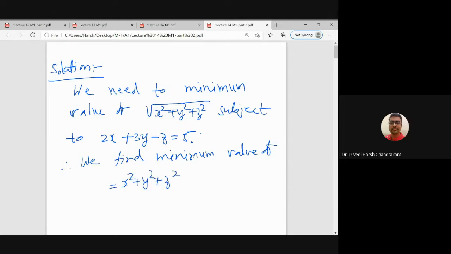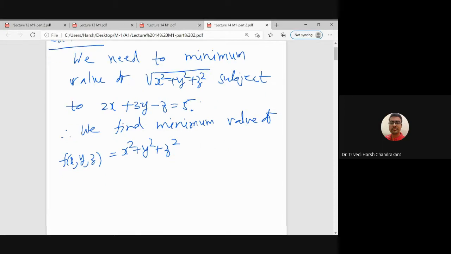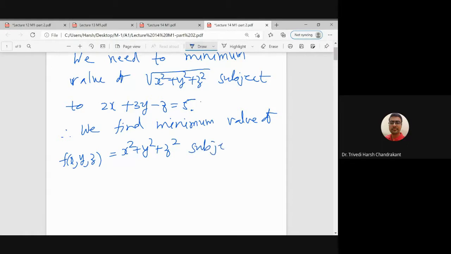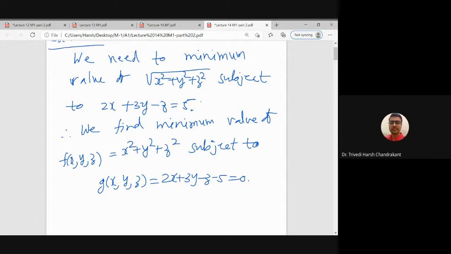So this function we'll call f of x y z, which we want to minimize subject to the condition g of x y z equals to 0. So this equation gives 2x plus 3y minus z minus 5 is equal to 0. That gives us the constraint basically.